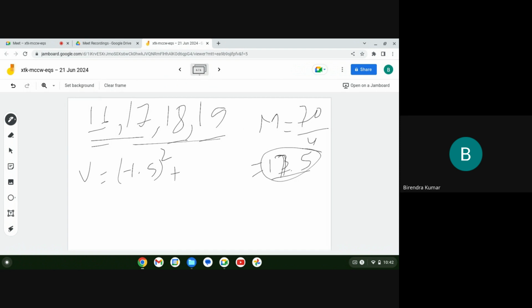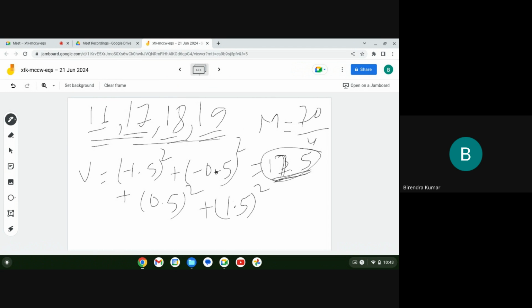I'm just doing it as a shortcut, okay? Second number minus mean, square. 17 minus 17.5 gives you minus 0.5, square, plus minus 0.5 square. Third number 18 minus 17.5, so that is 0.5 square, plus 19 minus 17.5 square. So 19 minus 17.5 is 1.5, square of that.